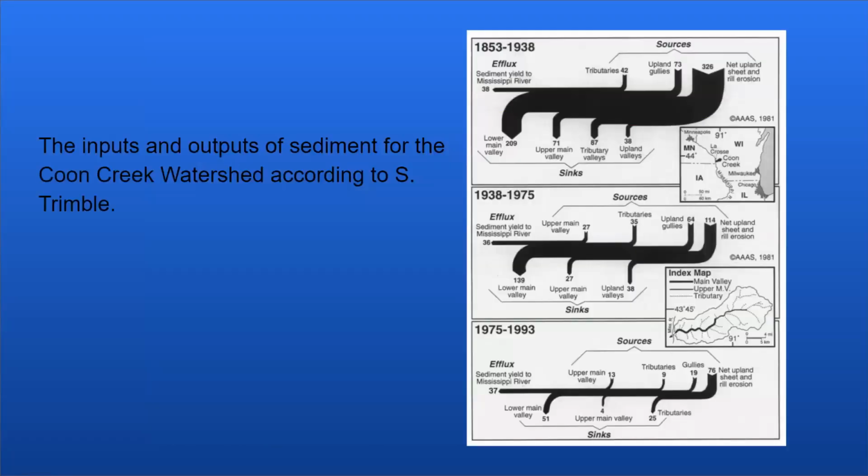So this is a figure that I took from an article by Stanley Trimble, who wrote a series of articles based off of his research on the sediment accretion in the Coon Creek watershed. This particular figure is from his 1999 article. So let's zoom in on the top portion of this figure because that's the time period that we're focused on right now.